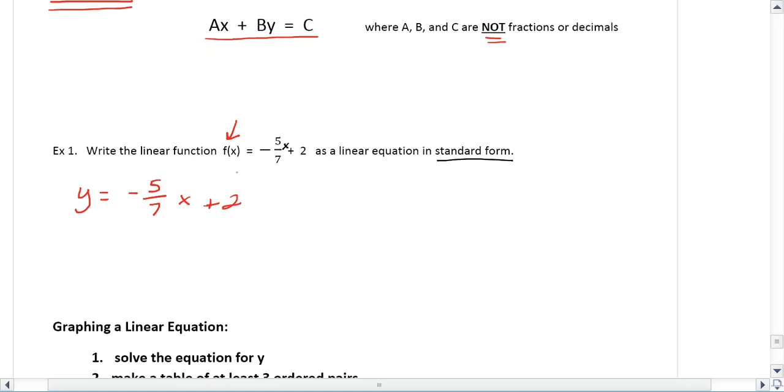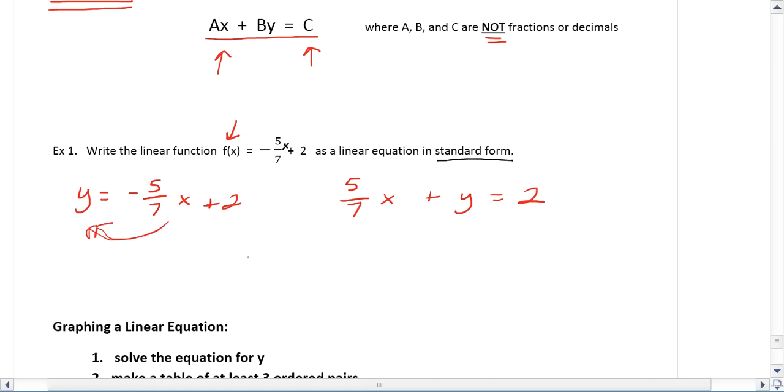So now we have a couple things to do. We need to get this x term over to the other side, and we want to leave the 2 over here because the 2 is the constant, is the C. And then after we get this in order, we'll have to get rid of the fractions. So let's start by adding 5/7 x to both sides. And I'm going to put it in front because I want my x term first. So now I have 5/7 x plus y equals 2. So that helped a lot, getting that x term over.